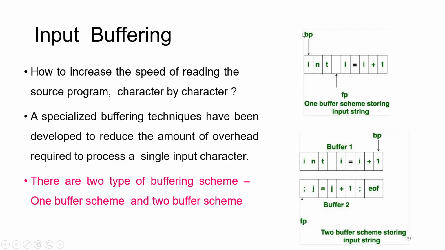So this is an example. Here BP denotes the begin pointer, and FP denotes the forward pointer. This is a one buffer scheme for storing an input string. The example we have taken is int i equal to i plus 1. Second one is a two buffer scheme for storing an input string. Buffer 1 has int i equal to i plus 1, and the second buffer has j equal to j plus 1. EOF denotes end of file.